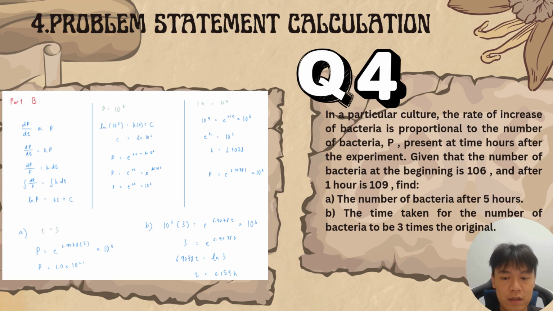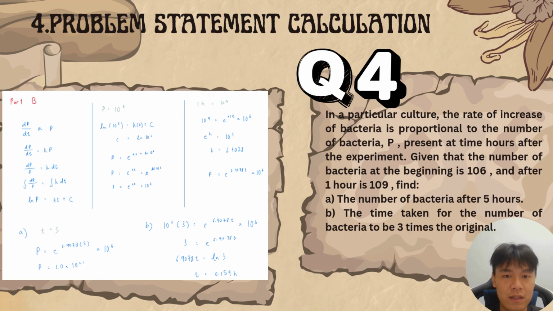The first hint is that the rate of increase of bacteria is proportional to the number of bacteria. So the rate is dP over dt, and it is proportional to the number of bacteria P. If you learned physics, you know directly proportional is a symbol like this. So we can form our equation already.